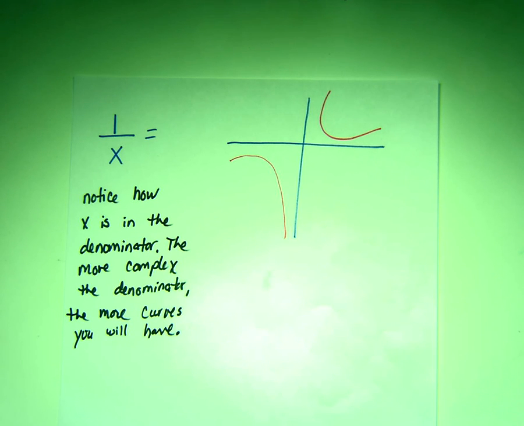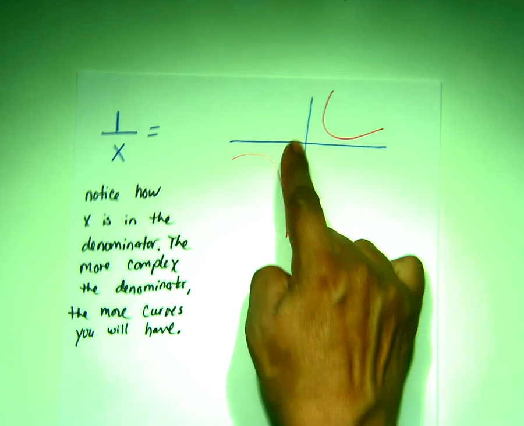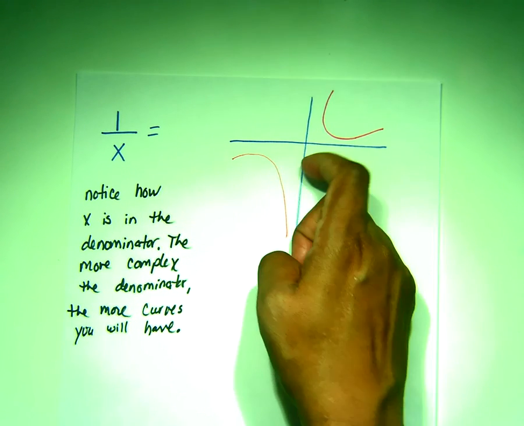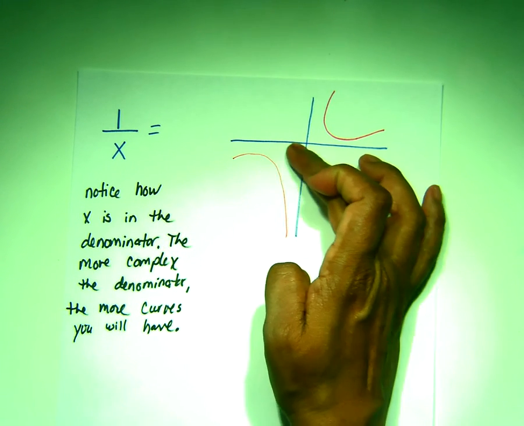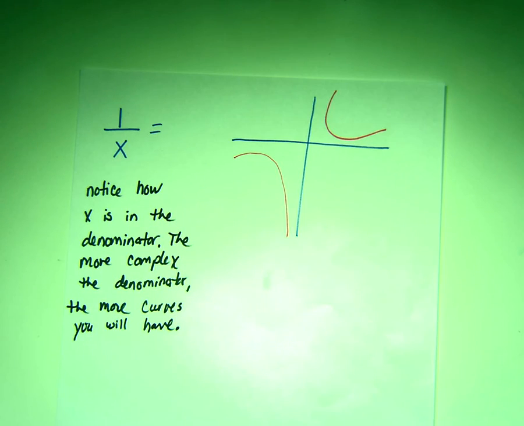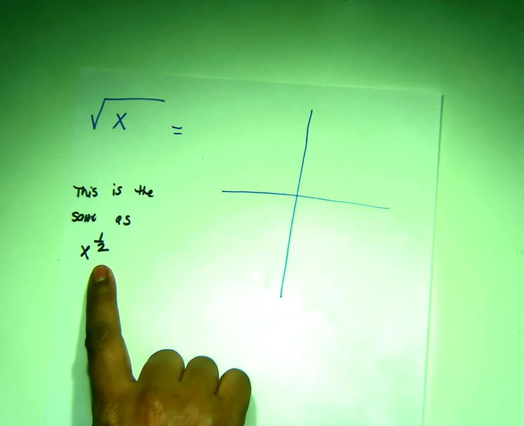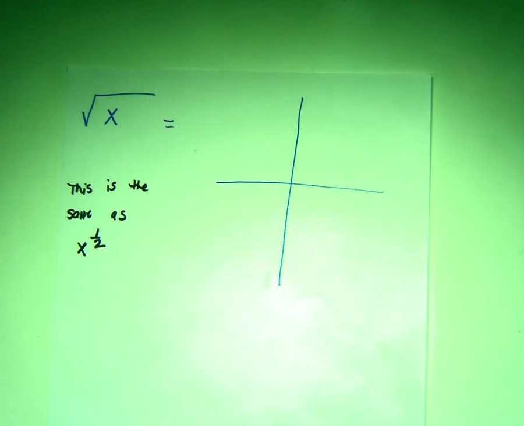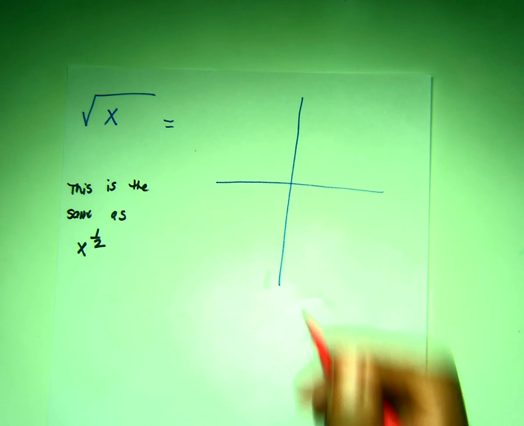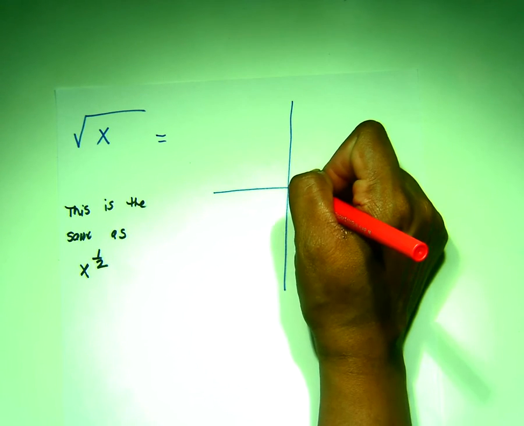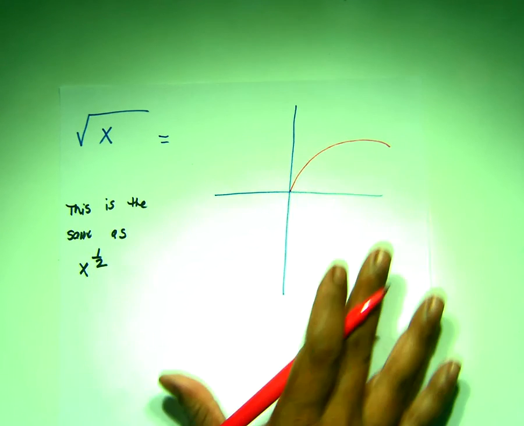And with this particular one, the more complex this bottom part is, the more curves you're going to have. So you might have a curve here, a curve there, and they're all getting closer and closer to the origin. Another graph that is assumed that you already know is dealing with the square root. Now the square root is the same thing as written as x to the 1/2 power, which is another form of the exponent. This one is also dealing with a curve, starting from the origin, but it goes out that way.